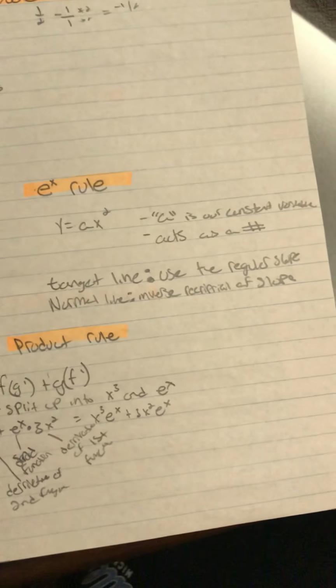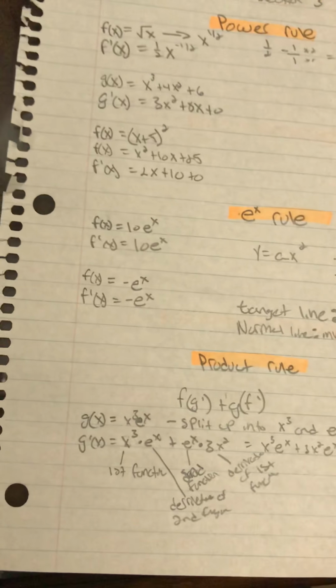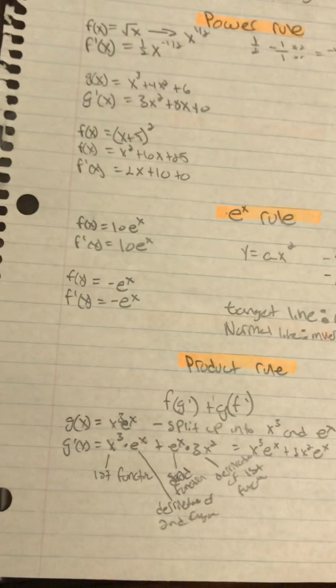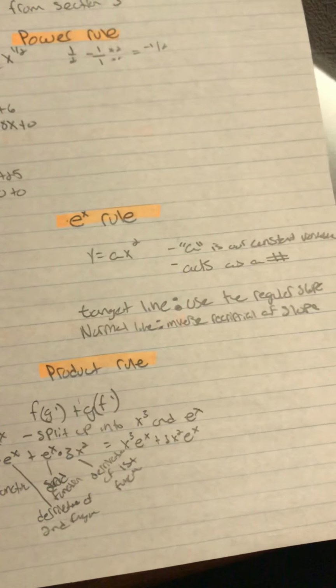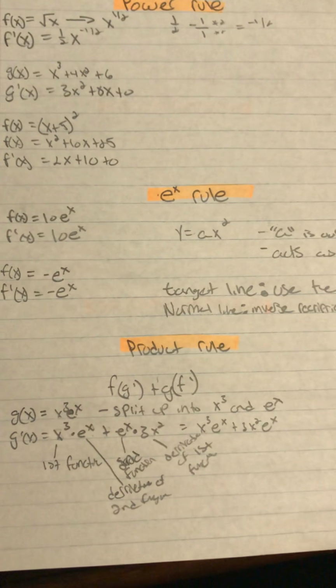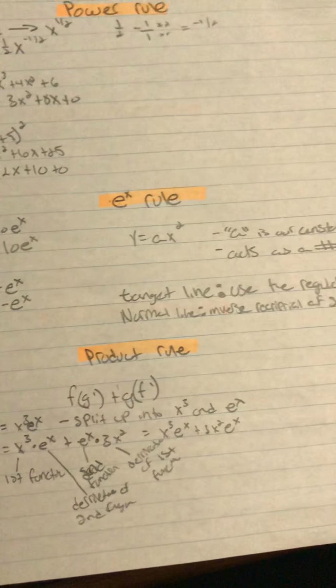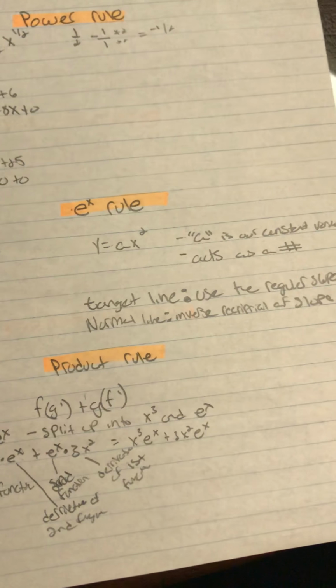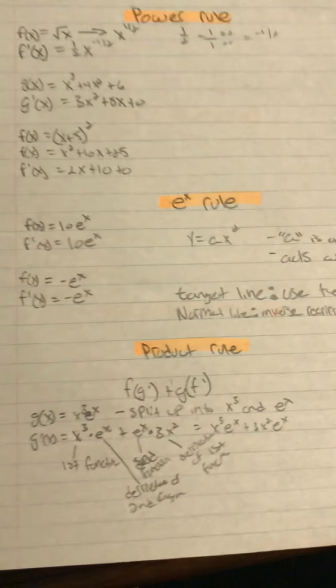Key things to know: the a, what's in front of the x or our variable, is our constant, and that constant could be in the power or the coefficient place, and it acts as a number.